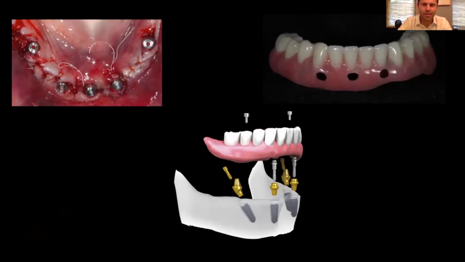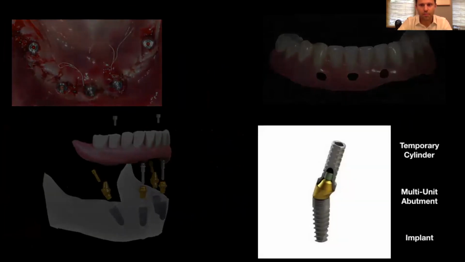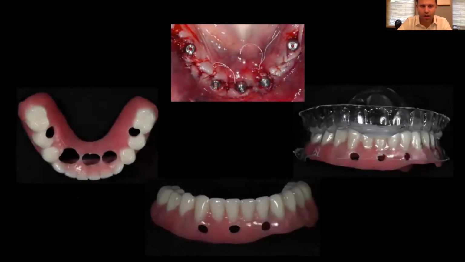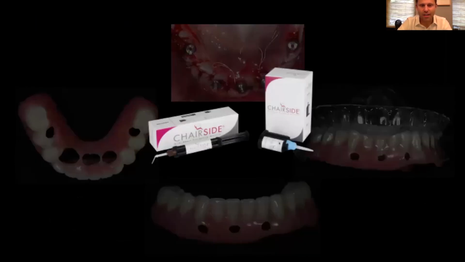Then you fuse the temporary cylinders through the holes that the labs provided us to the denture. Here's how it works. The implant connected to the multi-unit abutment, which is then connected to the temporary cylinder. And at the final stage of this, it won't be temporary cylinders, it'll be final abutments that go over the final cylinders that go over the multi-unit abutments. So during the conversion here, I will fill in all those areas with chair side acrylic.